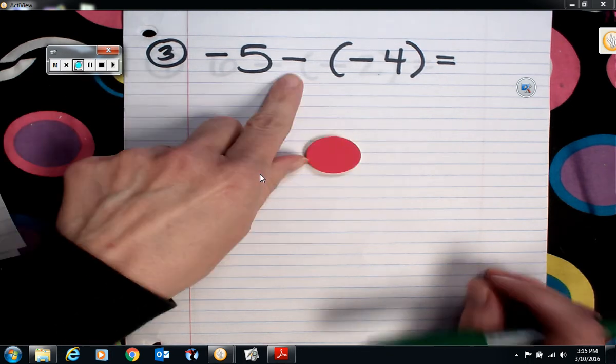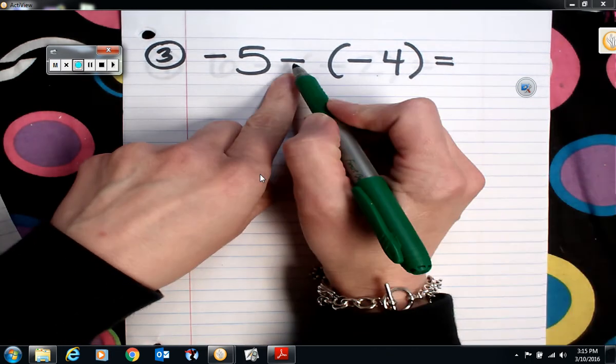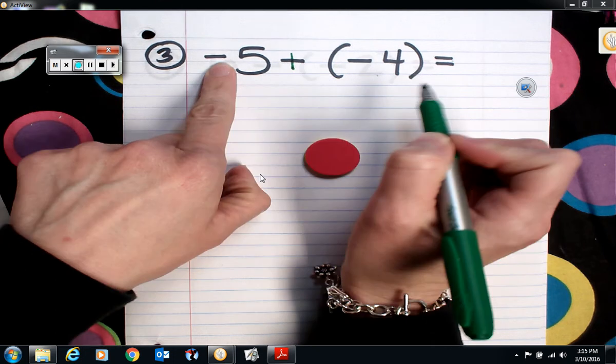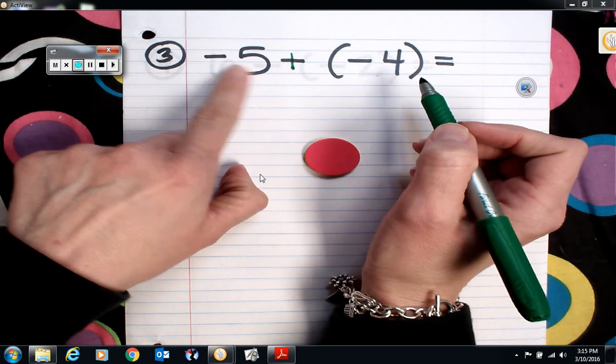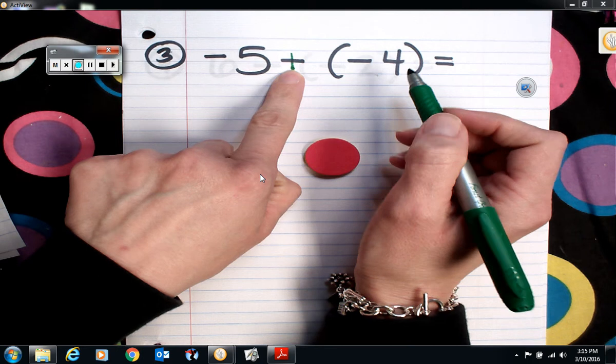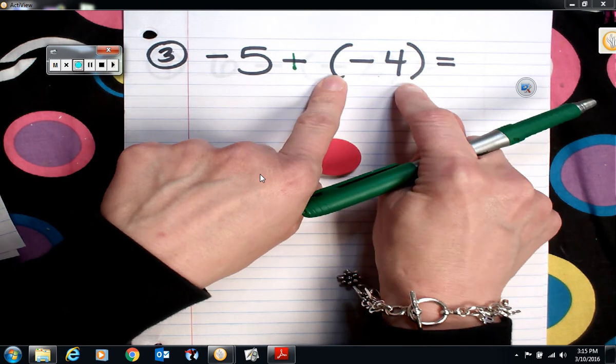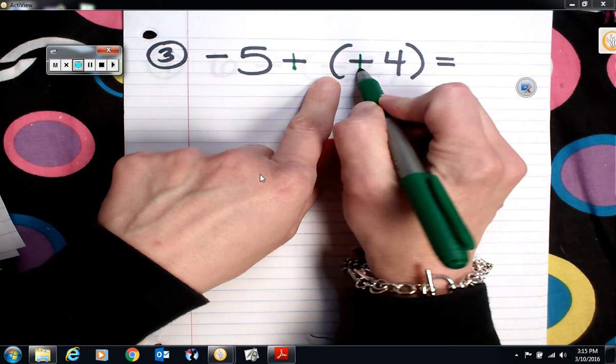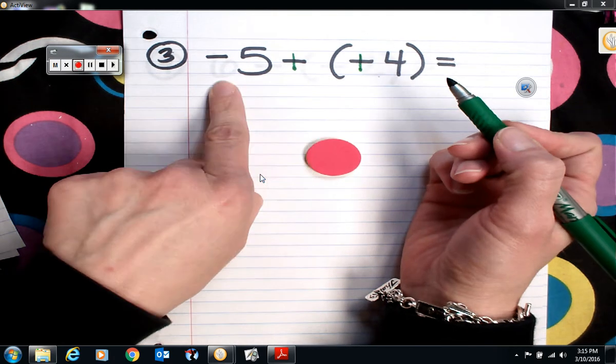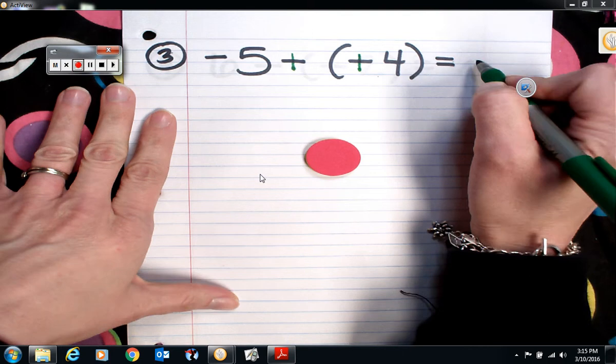So let's try our pattern. Instead of subtracting, I'm going to add. Remember, I leave this first number alone. It's going to stay negative 5. I'm going to add instead of subtract, and I'm going to add the opposite of the second number. The opposite of negative 4 is positive 4. So negative 5 plus 4 is negative 1.